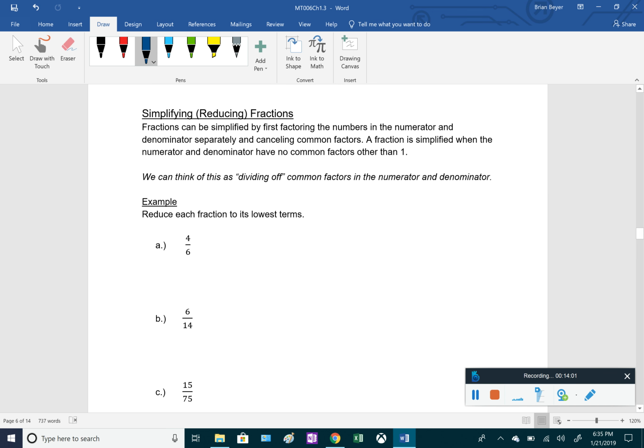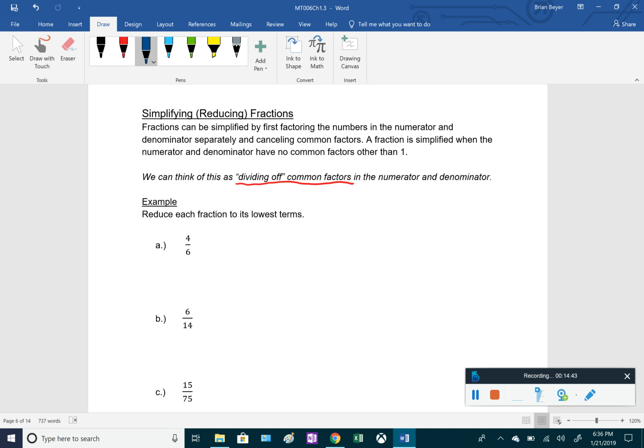Okay, so for the next thing, we're going to be using this factoring idea to help us reduce fractions. Simplifying or reducing means the same thing for fractions. Fractions can be simplified by factoring the numerator and denominator separately, and then canceling common factors. A fraction is simplified when the numerator and denominator have no common factors other than 1. The way that we can think about this, which I'm sure most of us do, is by dividing off common factors. I'll bring that back up again in a few examples here. I'll do it the technical way first.